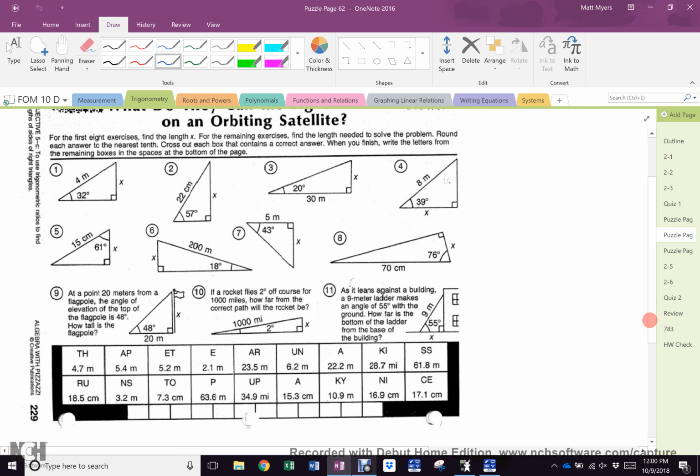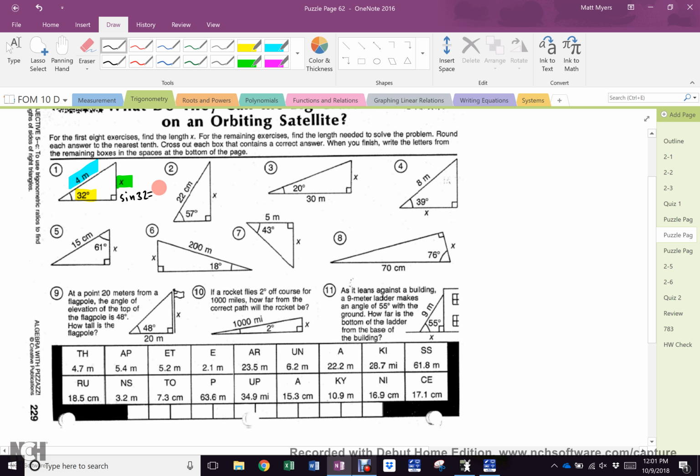Again, lots of drawn triangles. What do you have in 1? Do you have a theta? Yes. Do you have a hypotenuse? Yes. And you need an opposite. Which one is that? That's tan. No. It's got a hypotenuse, so it's sine.